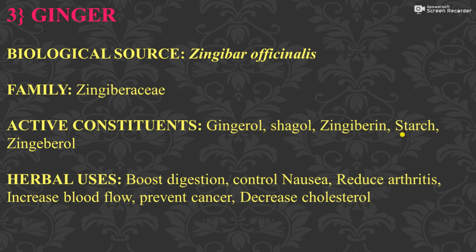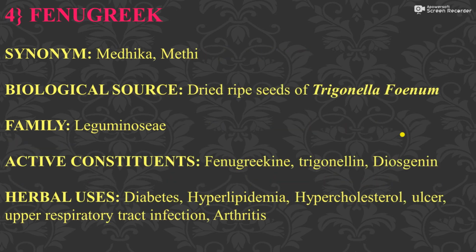The biological source of ginger is Zingiber officinale, belonging to family Zingiberaceae. Then the active constituents of this drug are gingerol, shogaol, zingiberene, starch and zingiberol. Then the herbal uses of this drug are boosting digestion, controlling nausea, reducing arthritis, increasing blood flow, preventing cancer and decreasing cholesterol. This is the information about ginger.